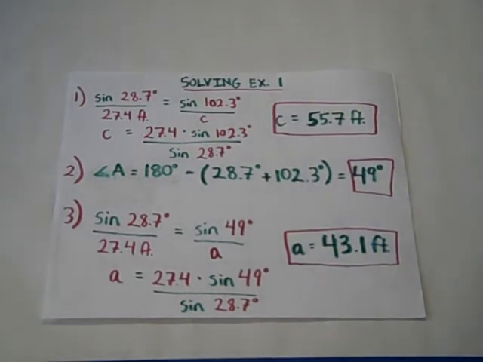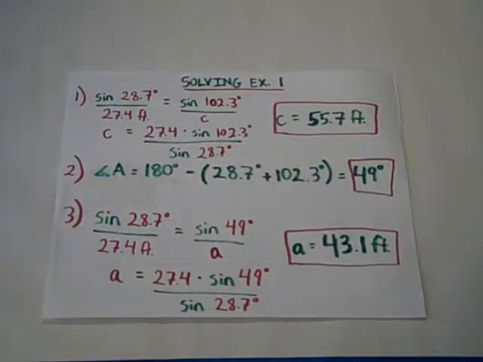Next, since we know that the sum of the angles in a triangle is 180 degrees, and we know that angle B is 28.7 degrees and angle C is 102.3 degrees, we can subtract their sum from 180 and find that angle A is 49 degrees. And lastly, we set sine of 28.7 over 27.4 feet equal to sine of 49 degrees, angle A, over side a, cross multiply, divide by sine of 28.7 degrees, and find that a is equal to 43.1 feet.